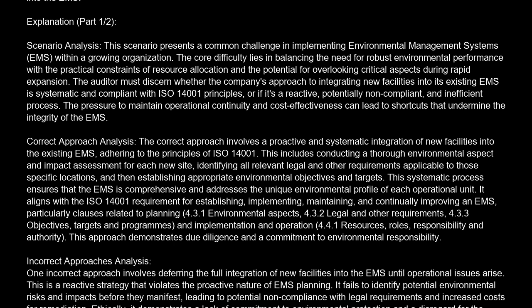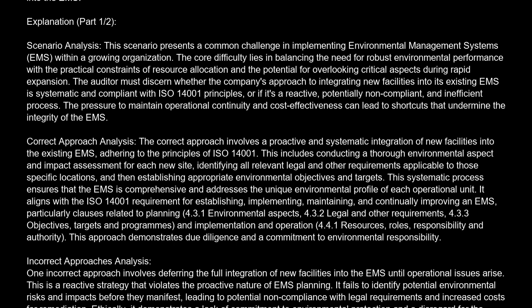Correct approach analysis. The correct approach involves a proactive and systematic integration of new facilities into the existing EMS, adhering to the principles of ISO 14001. This includes conducting a thorough environmental aspect and impact assessment for each new site, identifying all relevant legal and other requirements applicable to those specific locations, and then establishing appropriate environmental objectives and targets.